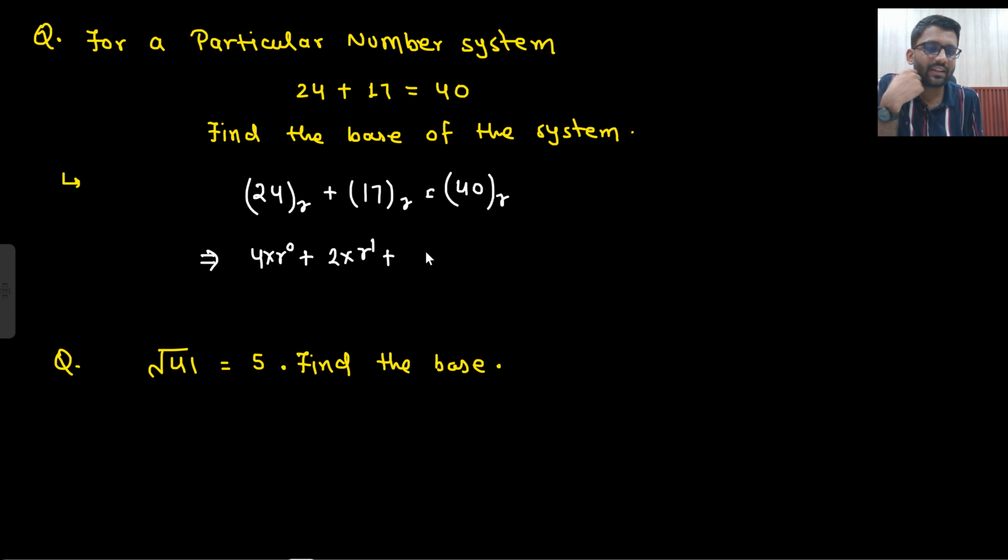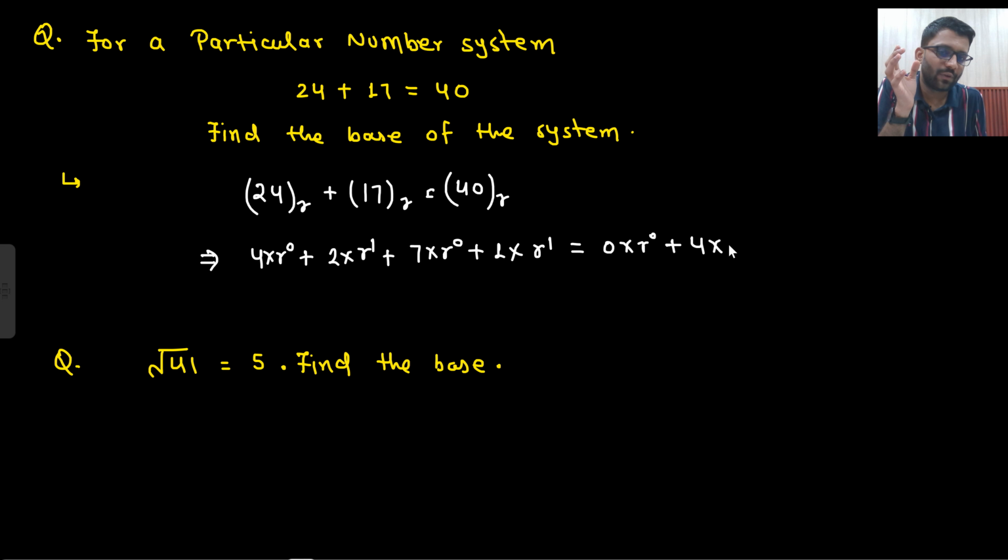What will be 17 in decimal? 7 into r to the power 0 plus 1 into r to the power 1. And what will be 40 in decimal? 0 into r to the power 0 plus 4 into r to the power 1.